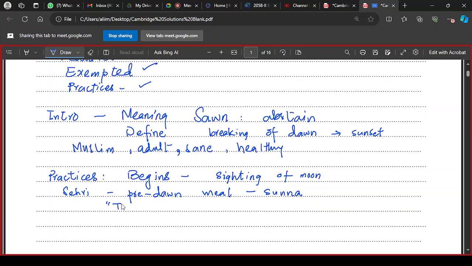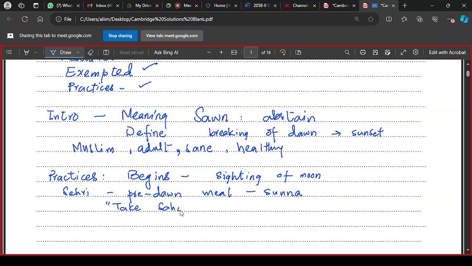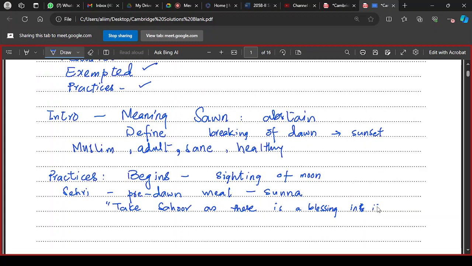He has commanded his followers to take Sahur, for Allah has put blessing in it. Take Sahur as there is a blessing in it. So they have been recommended to take Sehri.